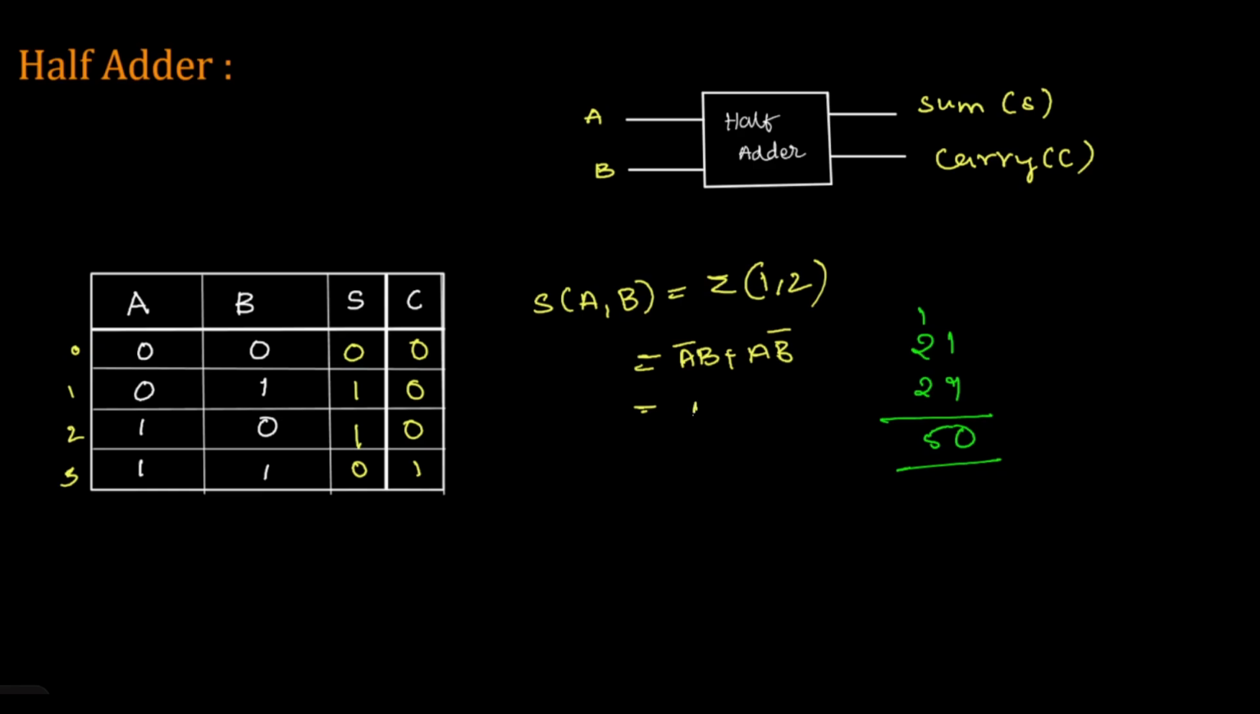We know that this is the XOR operation, and we will also write for carry C of a comma b, that is summation m of 3, and 3 means AB, product of two input variables. So this is how you will design a XOR half adder circuit. So let us implement it using gates here.